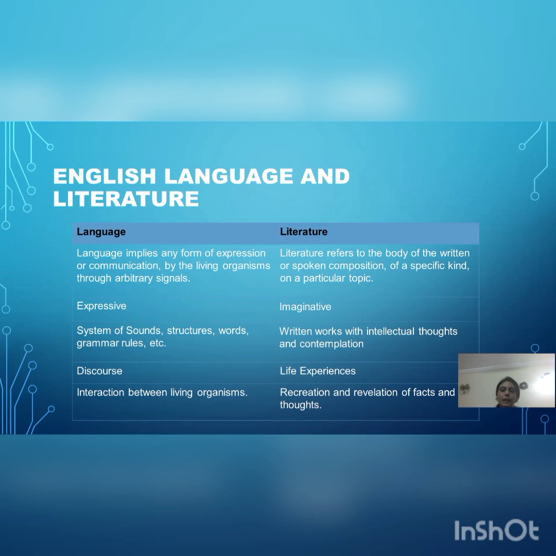Literature is written works with intellectual thoughts and contemplations. ठीक है, लिटरेचर क्या है? रिटन वर्ड से इंटेलेक्चुअल थॉट्स का, और जब उसको आप कंपाइल करके एक जगह पे इकट्ठा करके उसको वर्दी बना देते हैं, दैट इज कॉल्ड द लिटरेचर. So language is a discourse that we communicate, we make certain dialogues to communicate, and literature is about life experiences. You experience certain things, you imagine certain things, and you write down as per your experiences. So that becomes the part of literature.